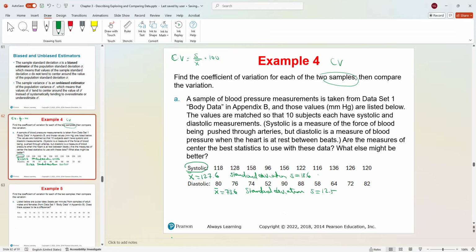Now, what is the coefficient of variation? Here, CV is S, which is 18.6, over 127.6. Of course, you need to multiply it by 100%. So the CV in this case would be 14.6%.